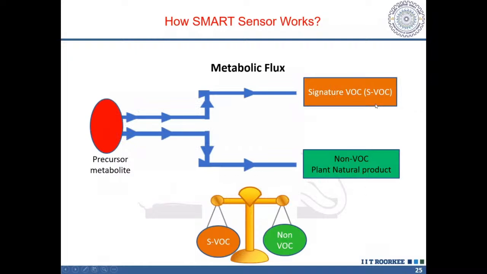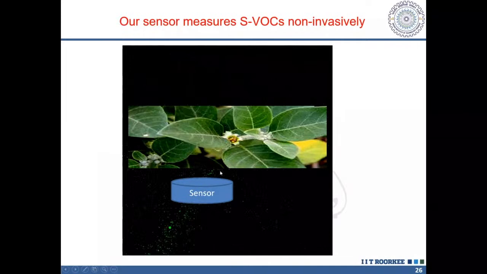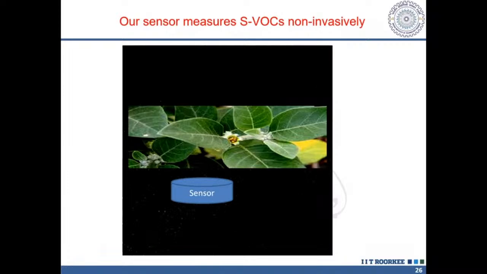That means if you can quantify the volatile, you can indirectly quantify the non-volatile target metabolite. So this is the principle of the fluxomics balance. This is the whole idea. The plants will emit certain signature volatiles, we put the sensor below this volatile, the sensor will catch the volatile, and the amount of volatile will determine the amount of signal, or the amount of current flowing.